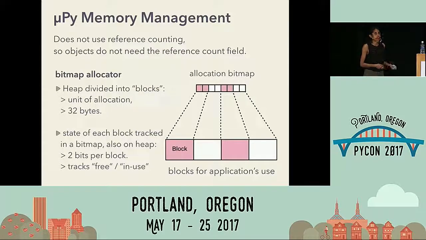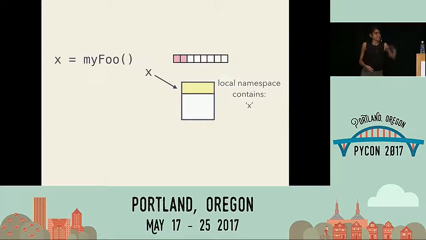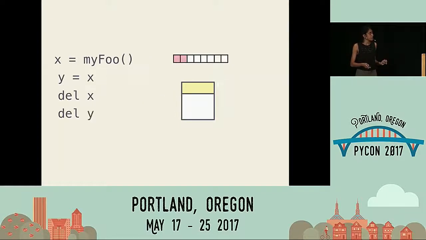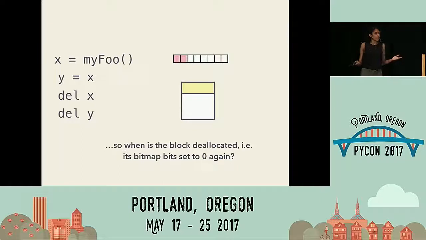So in this scheme, how does del work? Well, let's see. When you create an object, its corresponding bits in the bitmap are set. When you create another reference, nothing else happens other than the name binding. When you delete x, again, simply the name binding is removed. And when you delete y, the name binding is removed. Huh, strange. So what does this mean? When is the block deallocated? When are the bitmap bits set back to 0 and the block considered free?